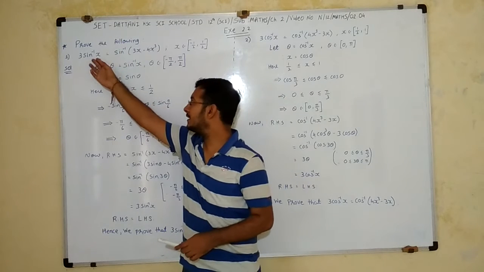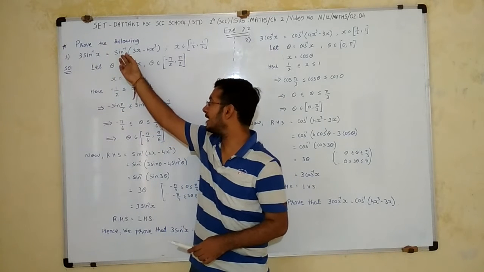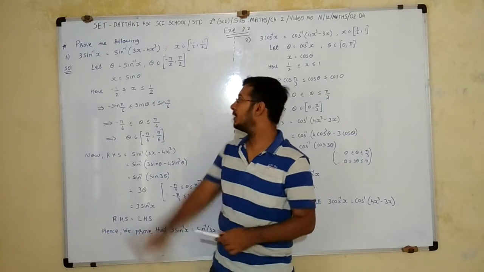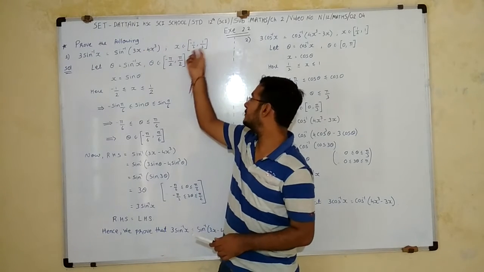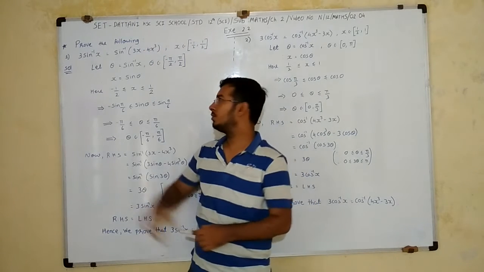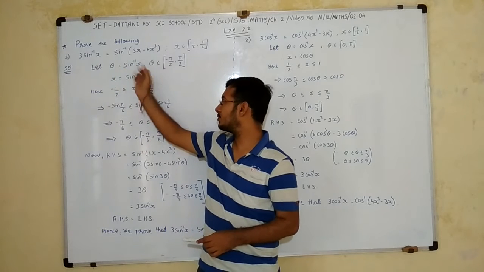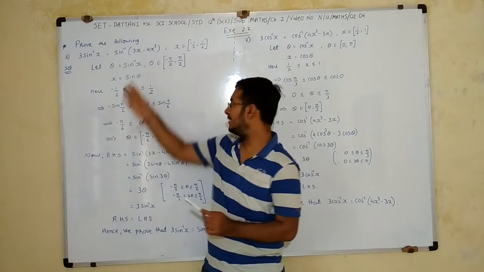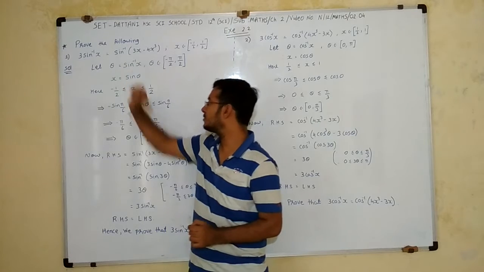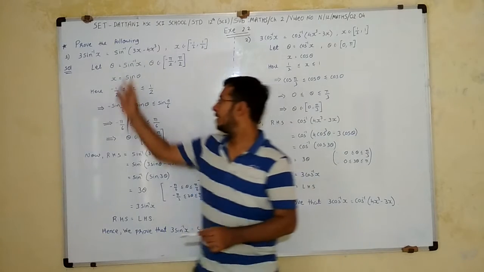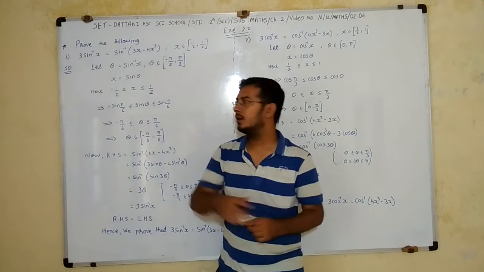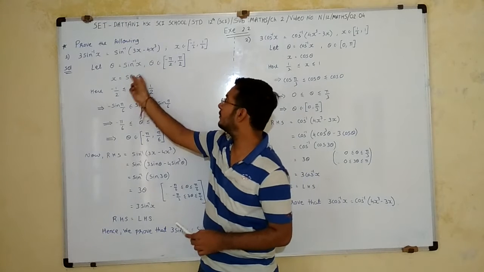First of all, 3 sin inverse x is equal to sin inverse of (3x minus 4x cube), and x belongs to minus 1 by 2 to 1 by 2. So we have to assume here theta is equal to sin inverse x, so x is equal to sin theta. Why do we take theta is equal to sin inverse x first? Here we have 3 sin inverse, so we take sin inverse, and the main thing is x is equal to sin theta.